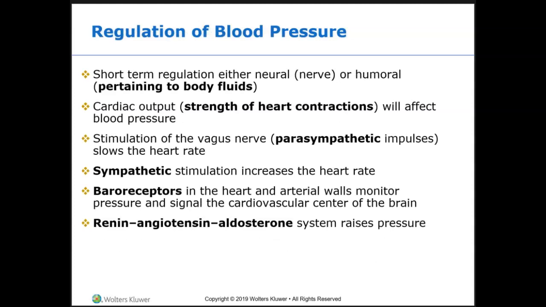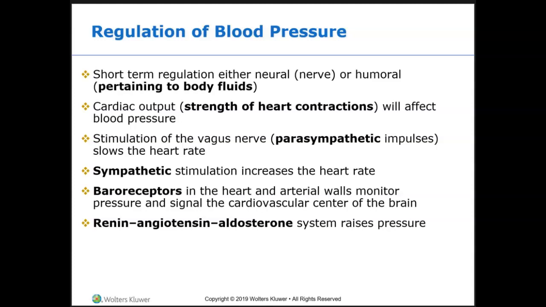Regulation of blood pressure, right? So again, short-term regulation is done either through the neural, or nerve, way or the humoral way, pertaining to the body fluids. Then we have cardiac output, which is literally the strength of the heart's contractions. And we do know that your blood pressure is going to be affected by the cardiac output. Absolutely. And then we have stimulation of the vagus nerve.